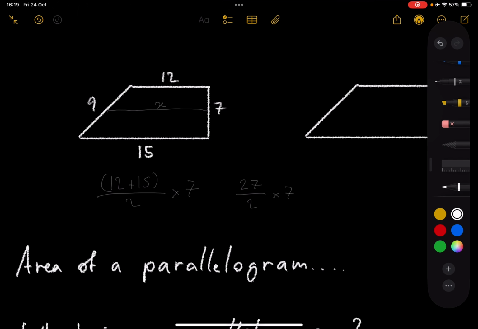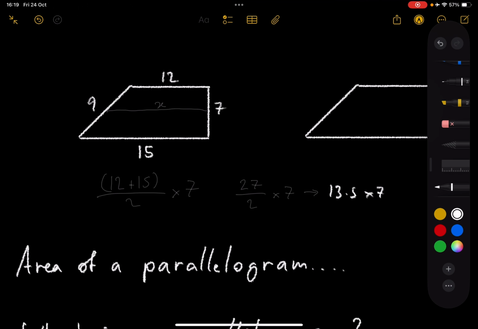I'm going to do my 27 divided by 2. I'm going to leave that up to you guys. You can do your bus stop method. Remember, I'll emphasize to you, you don't get any prizes for doing these things in your head. Okay, not even a single clap. 27 divided by 2 is 13.5. And then we multiply it by 7.